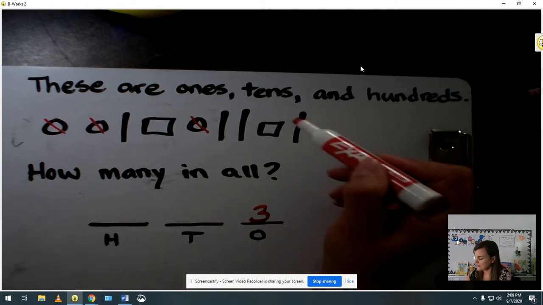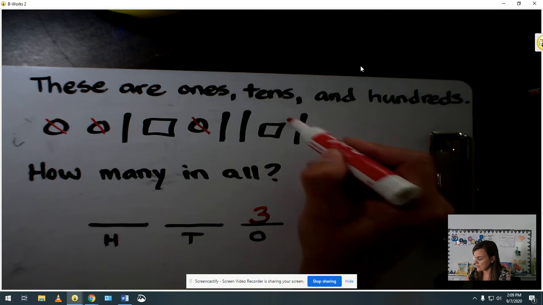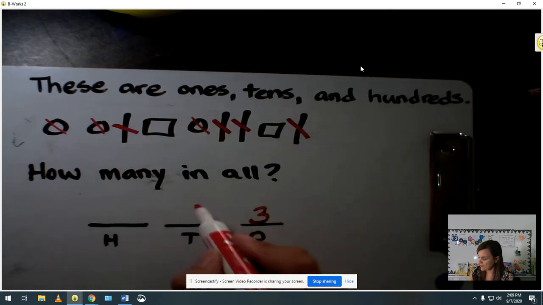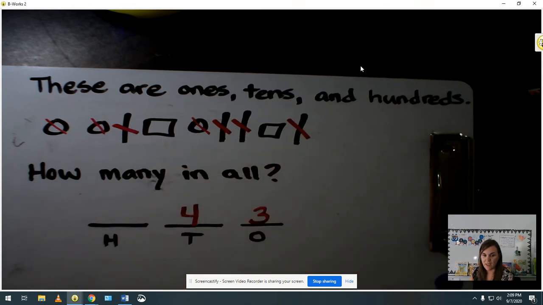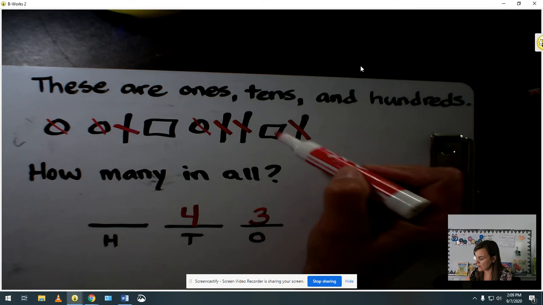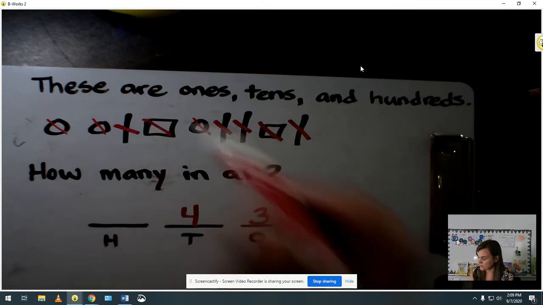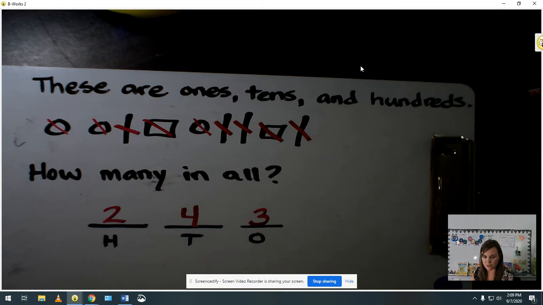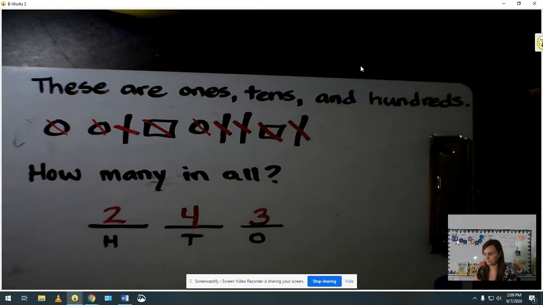And then I can count my tens because that would be next. 10, 20, 30, 40. So I have 1, 2, 3, 4 tens. And for my hundreds, I'm counting the squares. 1, 2 hundreds. So all together, I have 243.